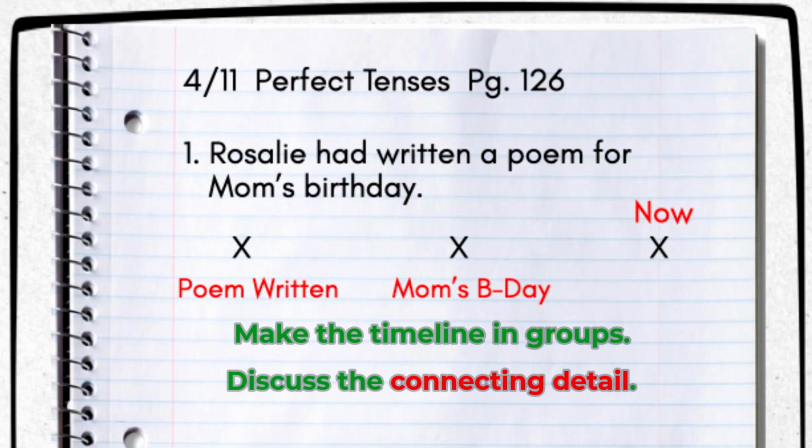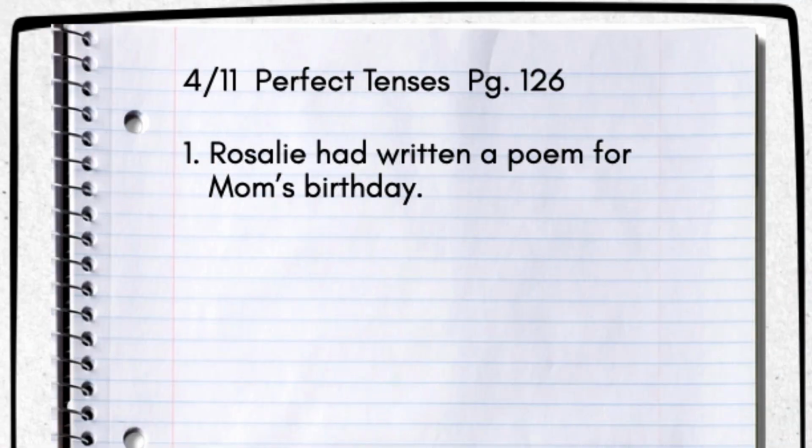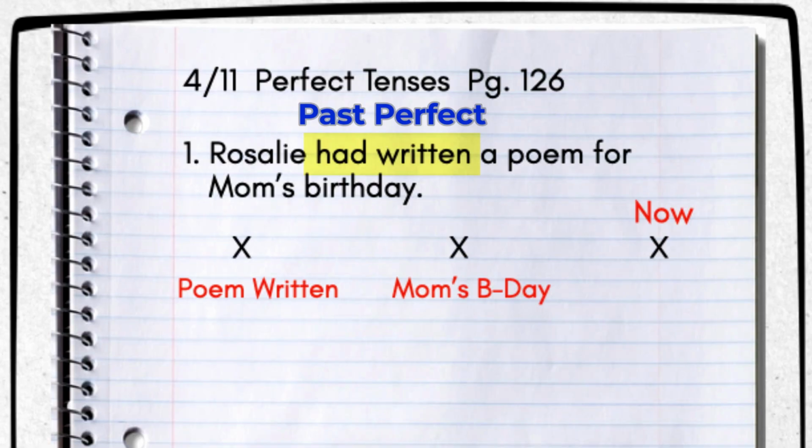So here's how we'll start this activity, and I'll explain to you the ideas I'm trying to get through to them. So in this sample, they might say, Rosalie had written a poem for Mom's birthday. So you can see that's the past perfect tense. And on this particular one, to see why perfect tenses are so important, you get the students in the habit of explaining exactly when something's happening, because perfect tenses are perfect because they're very specific on when an event is happening.